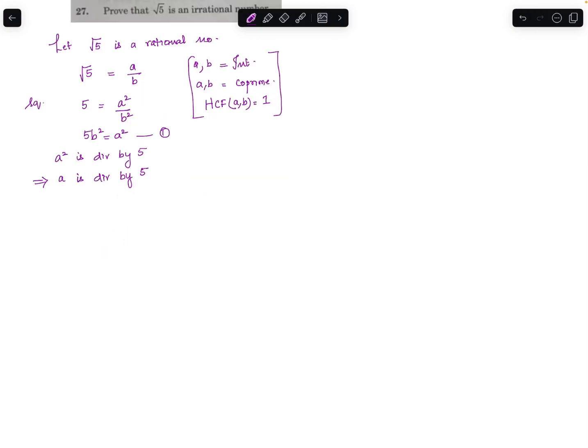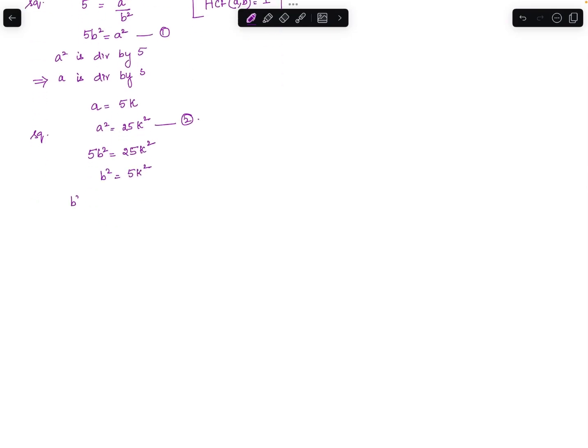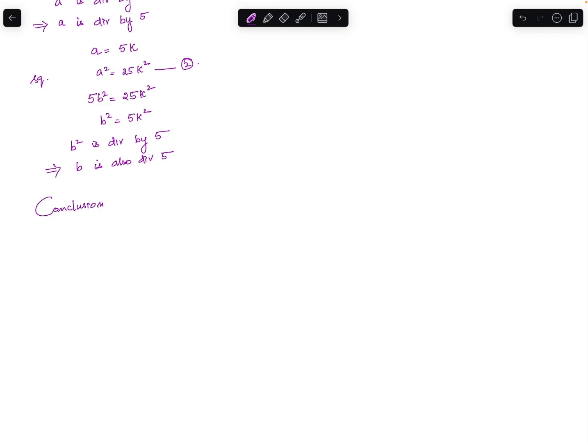When we say a is divisible by 5, this a should be a multiple of 5. Squaring, a² is equal to 25k². Let us substitute this equation 2 in 1. So 5b² is equal to 25k², which means b² is equal to 5k². From this statement, it is very clear that b² is divisible by 5, which implies that b is also divisible by 5.